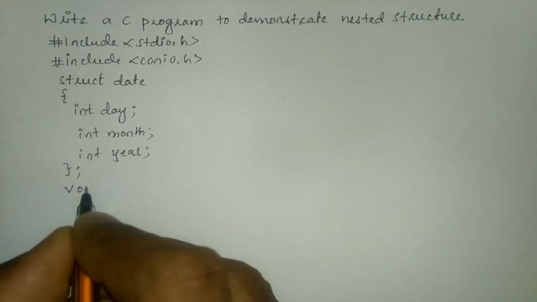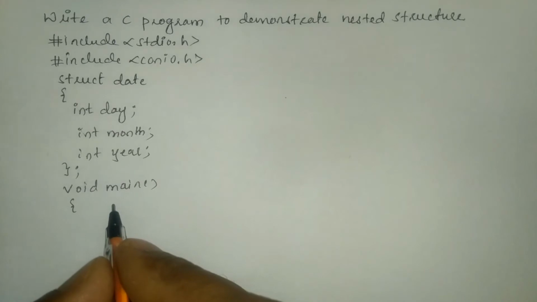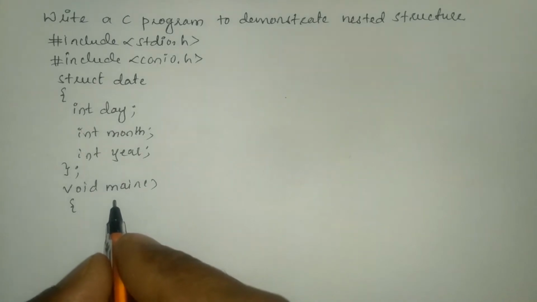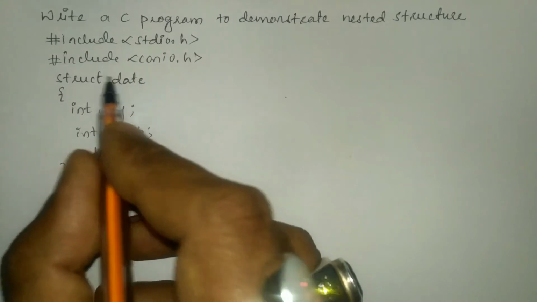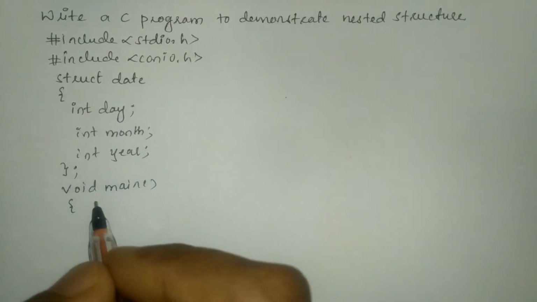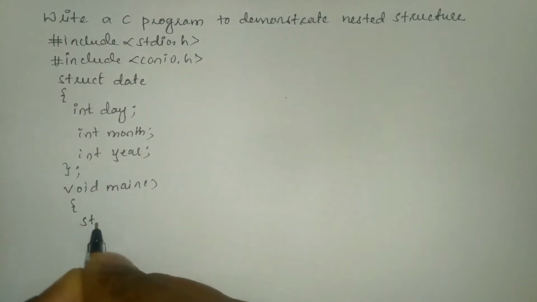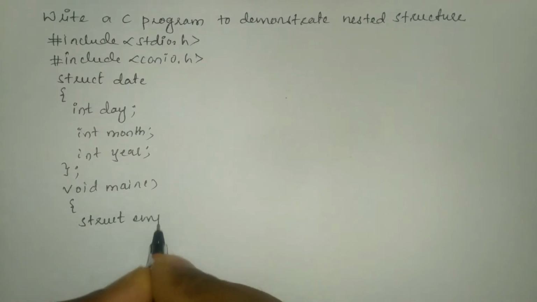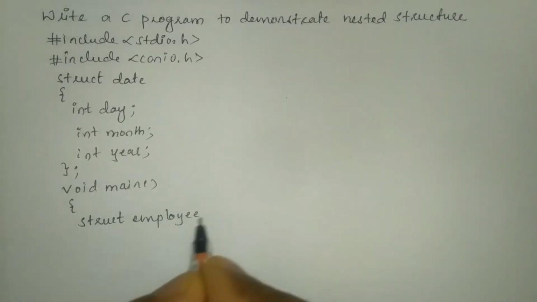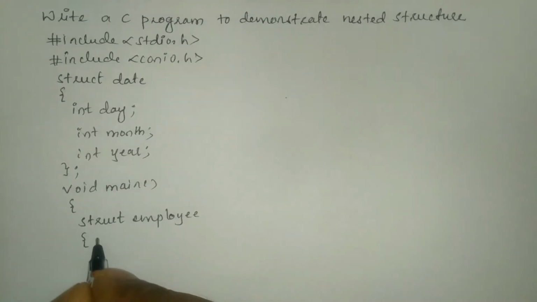Now I'm going to write the void main function, curly open brace, and here I'm going to declare one more structure definition that encloses this particular structure definition. Hence it is called an embedded structure definition. So a structure definition begins with the keyword struct, and now I'm going to write the name of the structure definition as employee. Next, curly open brace.